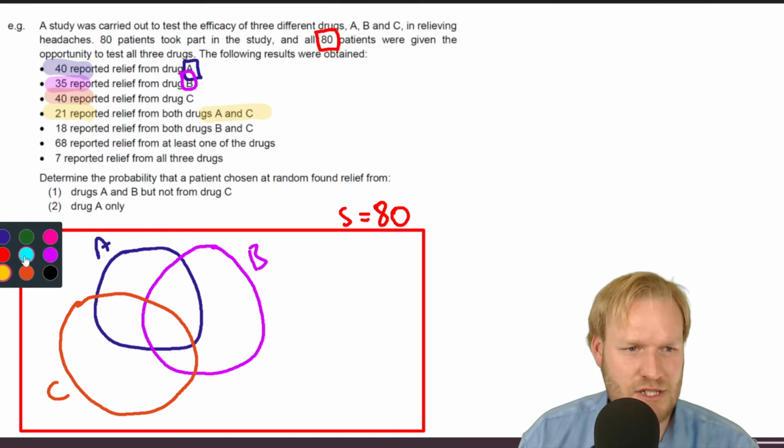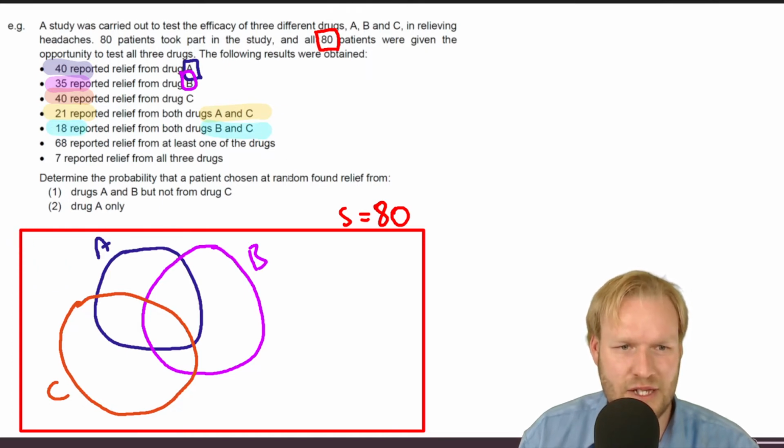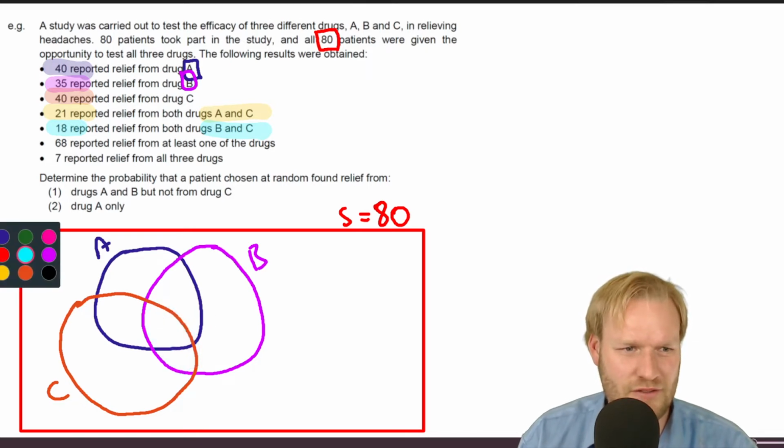And let's do the same thing over here. 18 from B and C. Okay, well, B and C. So again, think about where in the diagram you're highlighting, where that information is. It doesn't help us fill it in, but soon enough we'll know that.